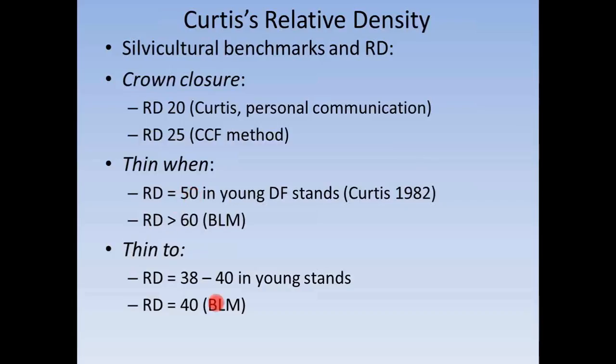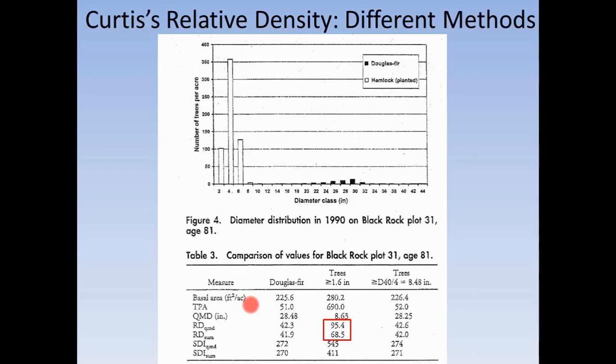And then what do we thin to? What's that zone in which we want to thin? There have been various guidelines, but somewhere around 35 or 40 seems to be the point we want to thin to. And I didn't really dig deep enough to figure out what the basis was for all of these decisions.